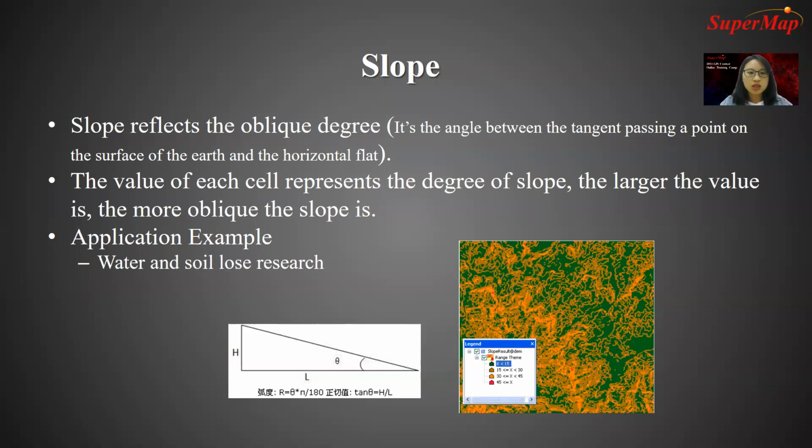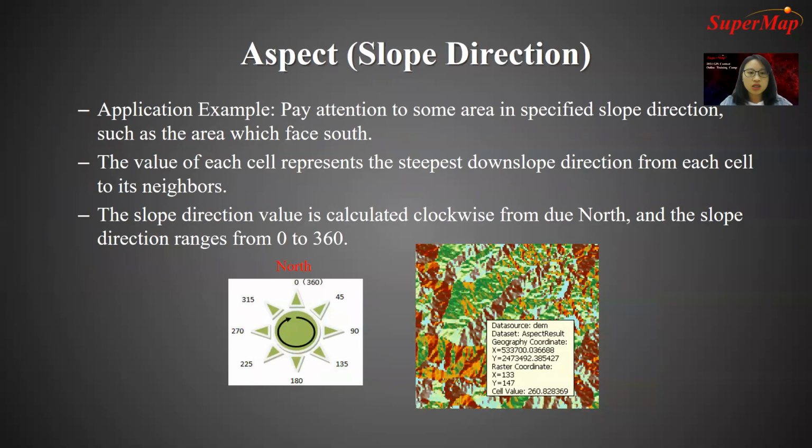And the slope function is one of the raster analysis. Here we know that the slope reflects the oblique degree. So the value of each cell represents the degree of slope. And often the slope can be used for the water and soil loss research. And also the aspect, which is the slope direction function, which we can pay attention to some area in specified slope direction, such as the area which faces south or faces north or other.